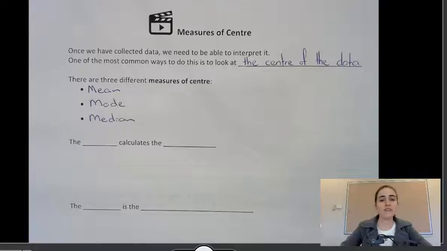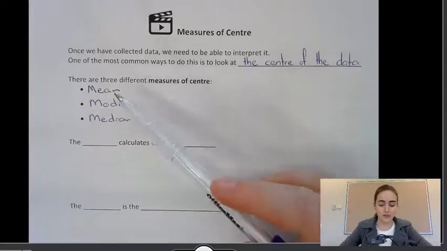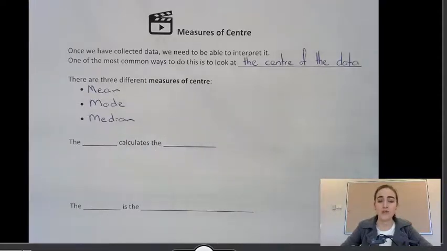In this video, I want to have a look at something called the measures of center. So once we've collected all our data and organized it, we want to be able to interpret the results. One of the ways that we can do that is to look at where the center of the data is. There are three main measures of center. We've got the mean, the mode, and the median. We're going to go through each one and have a look at what they mean.